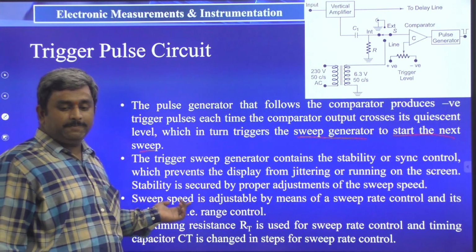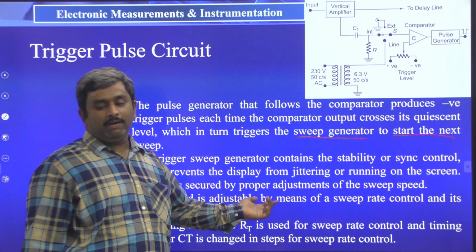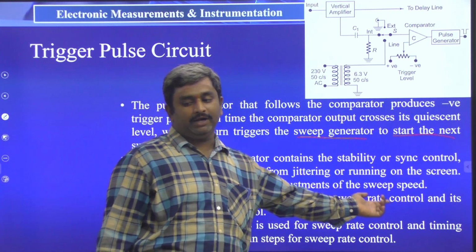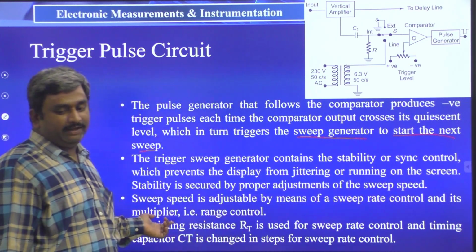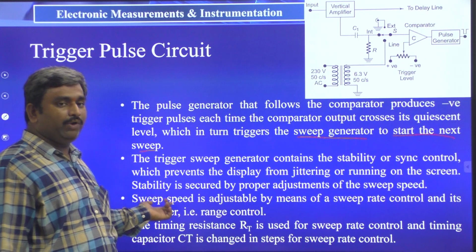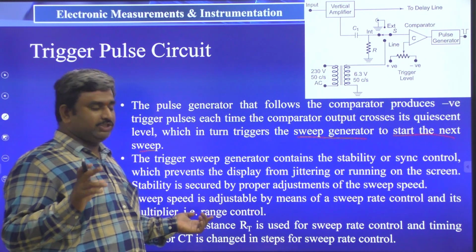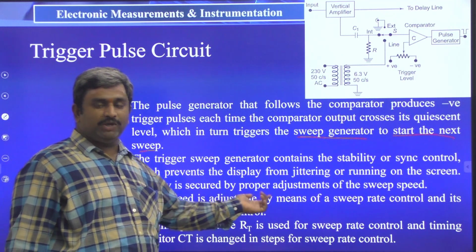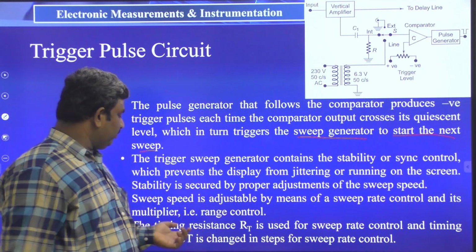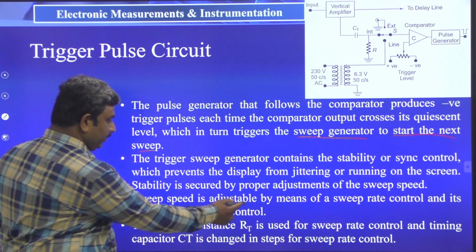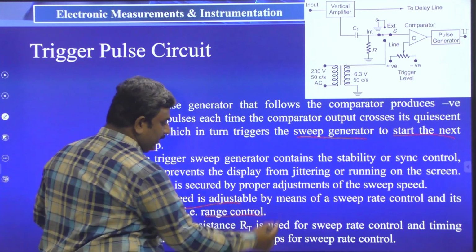Next, sweep speed is adjustable by means of a sweep rate control and its multiplier, that is, the range control. Here we have a range control knob section available. With that range control adjustment, we can control the sweep speed. That is, we can adjust the sweep speed. This is very important. We can adjust the sweep speed by using the range control.